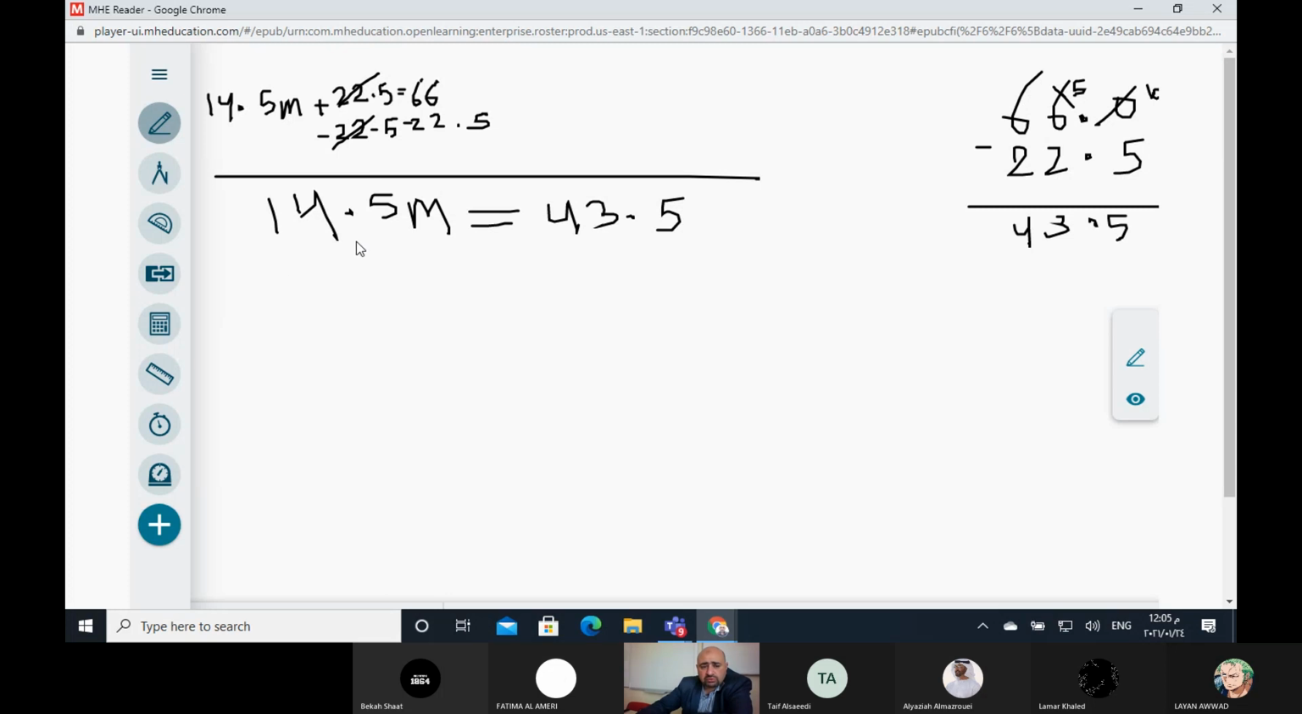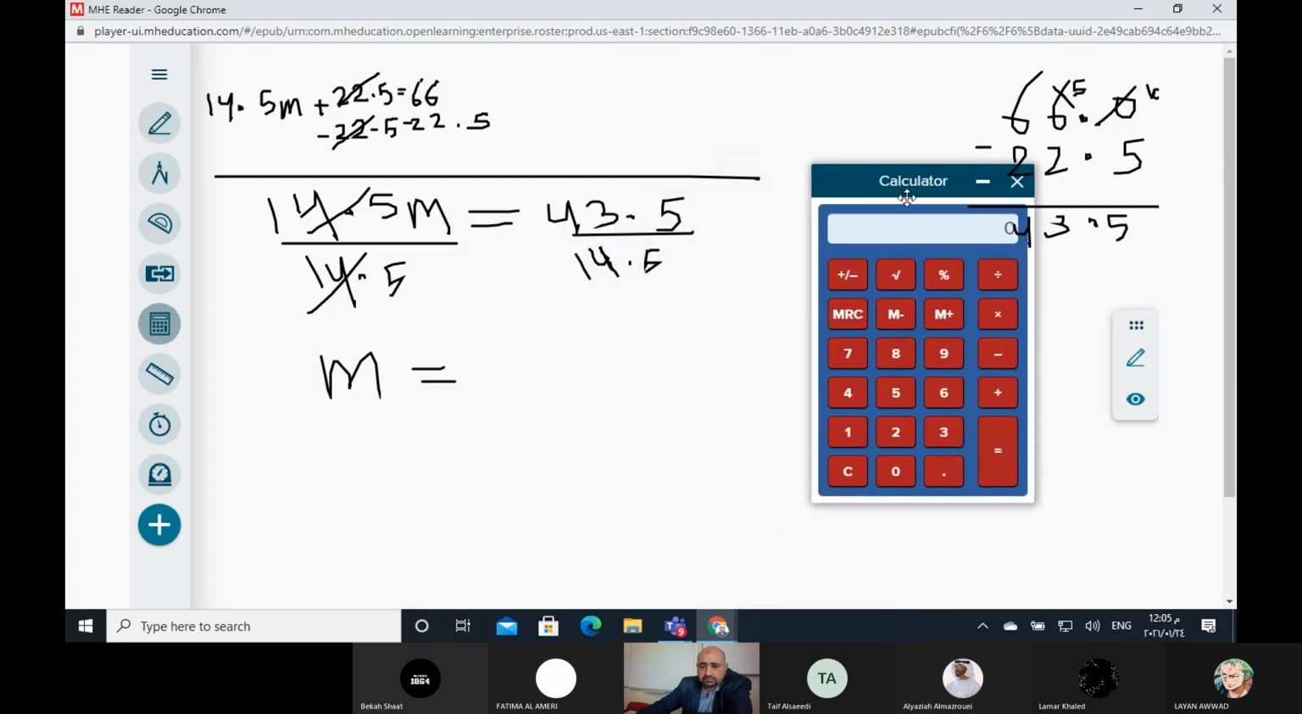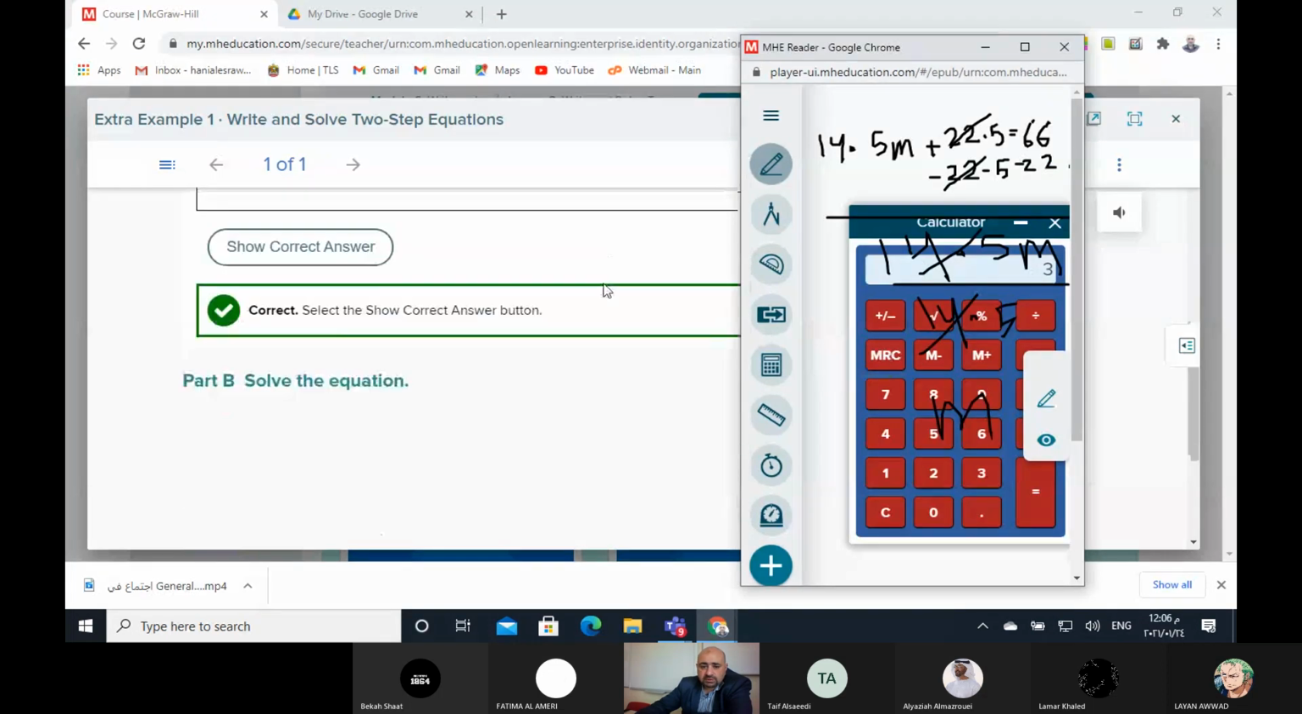The second step, we want to remove the 14.5 to keep the variable alone on the same side. How to remove it? This is the coefficient. Divide the two sides by the coefficient. Divide by 14.5. Now 14.5 divided by 14.5 will be m. And here we can use a calculator for 43.5 divided by 14.5. So the answer will be 3. Okay. So we can write here m equals 3.